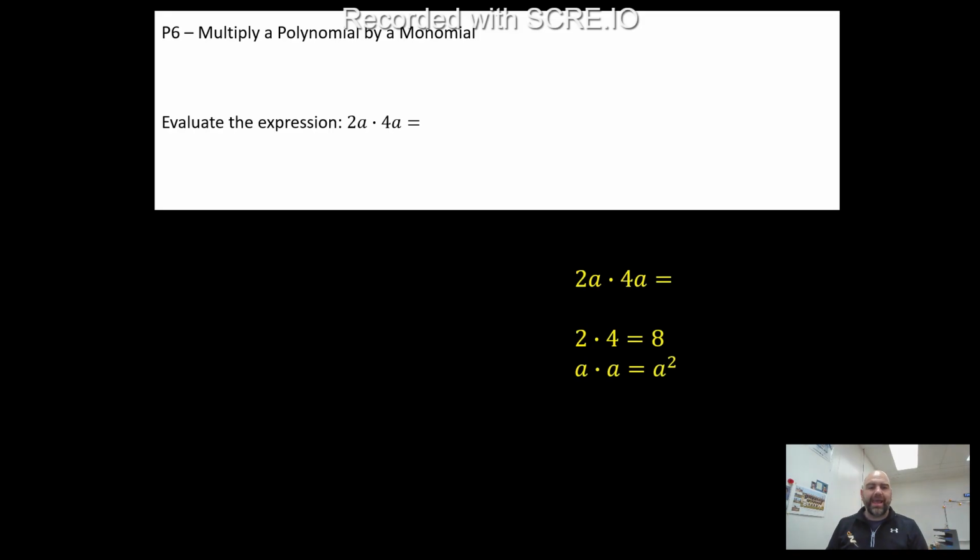So here we have a times a, and because they both have an exponent of 1, we're going to add them together and we have a squared. Okay, a times a is a squared. A number multiplied by itself is that number squared.